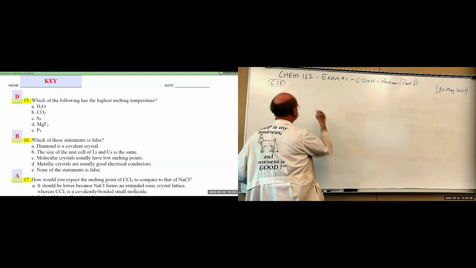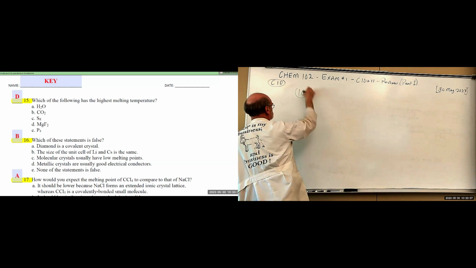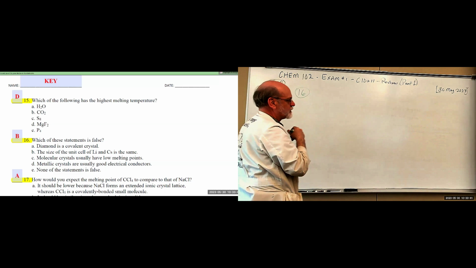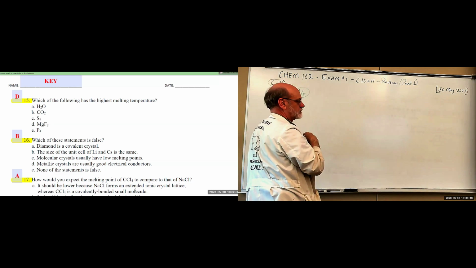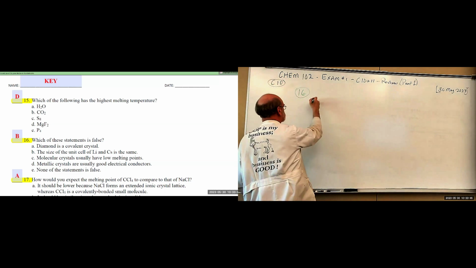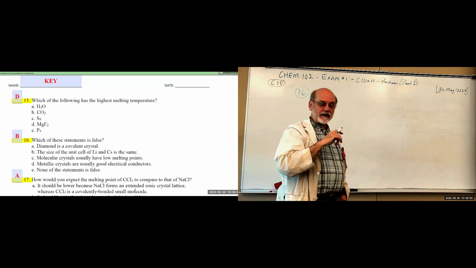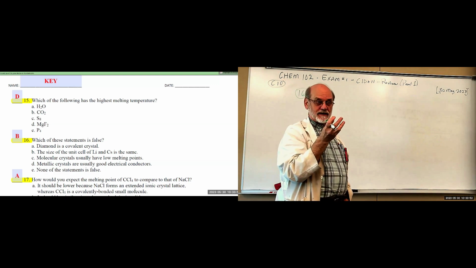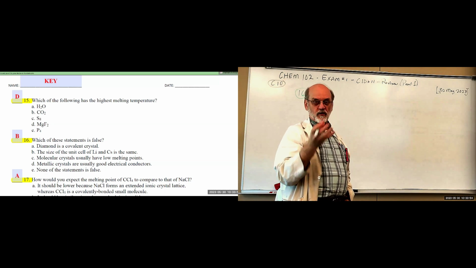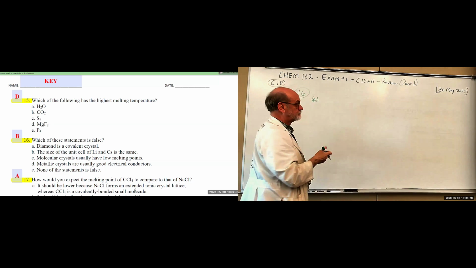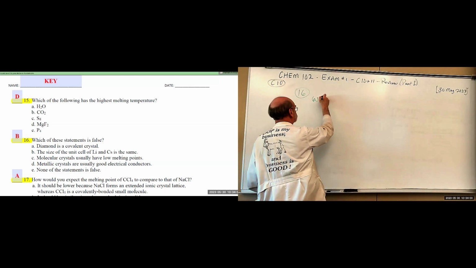All right, 16. Which of these statements is false? Diamond is a covalent crystal. Is that true? Yeah, every carbon atom in the diamond is bound to every other carbon with a covalent bond. It's a covalent crystal. Okay, so that one's true.